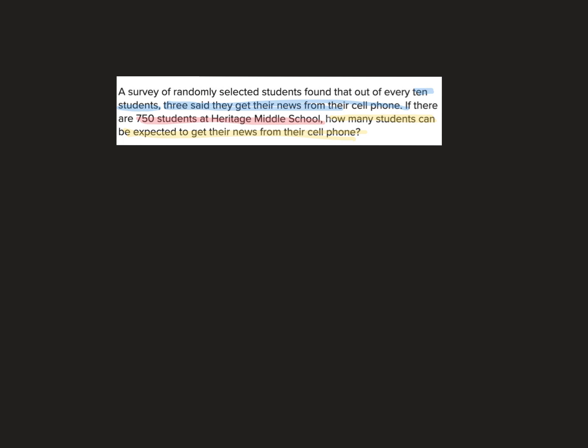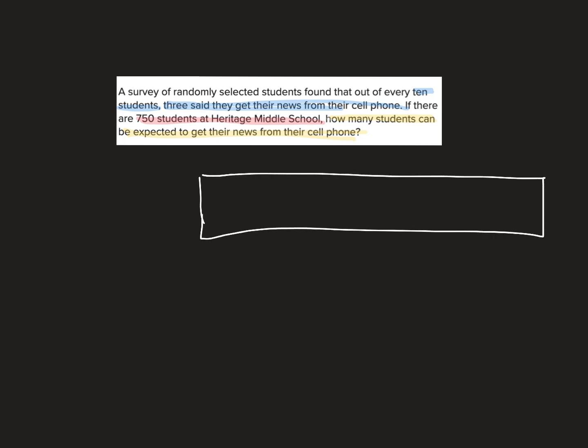Okay, so I have a bar diagram. My bar diagram represents a total of 750 students. I'm going to take the time to label so I know what I'm talking about in my visualization. And the ratio that I know is 10 students were surveyed. So I need to split my bar diagram into 10 sections, not stressing over if it's exact.